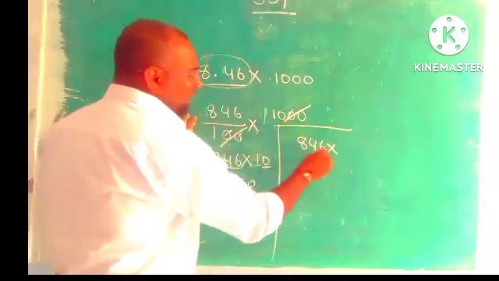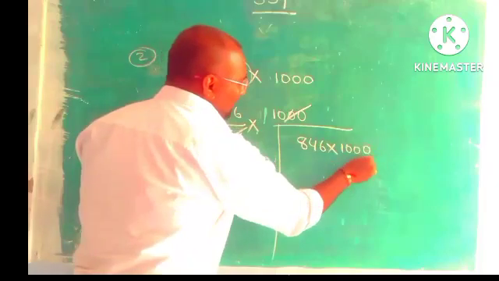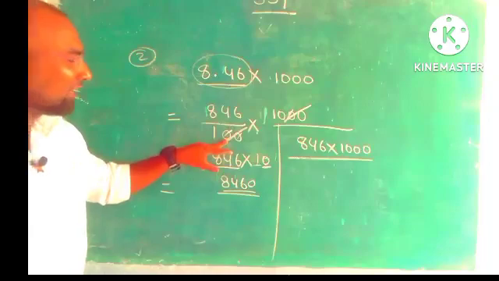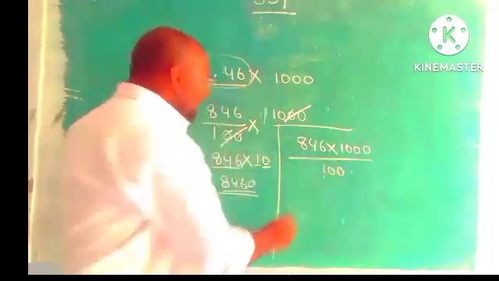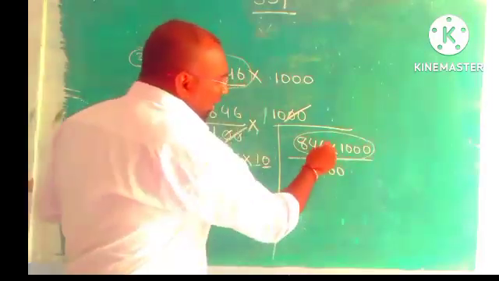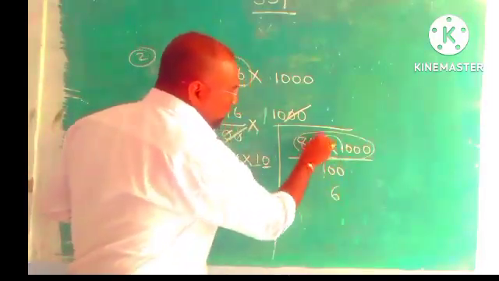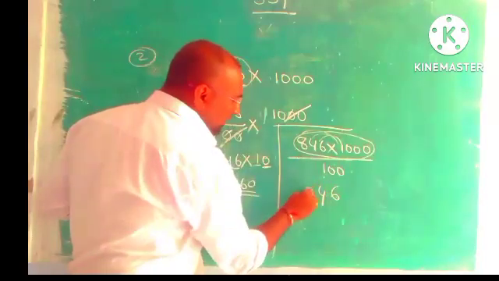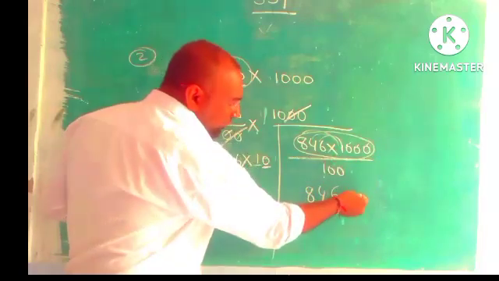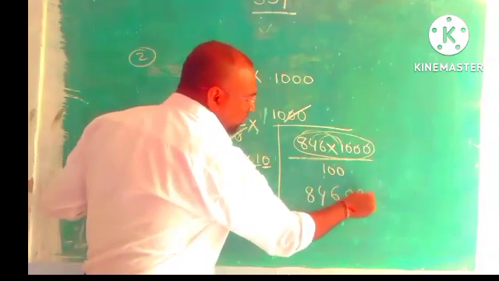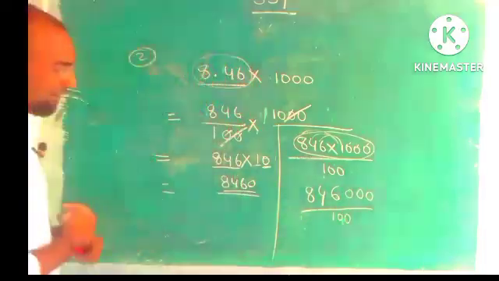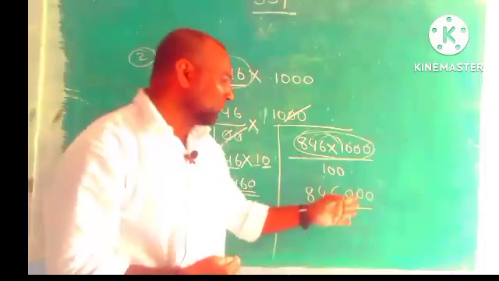846 multiplied by what? 1000. 846 multiplied by 1000. What's the denominator here? 100. So simply let's multiply these two numbers first. 6 ones are 6, 4 ones are 4, 8 ones are 8. Now how many zeros are there? 1, 2, 3. So how many 0s do we have to apply? 1, 2, 3. Then divided by 100.